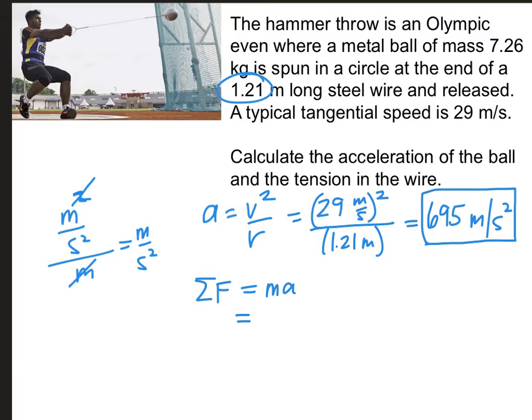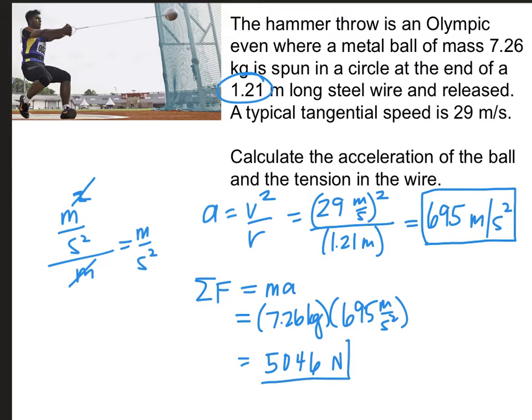And so we would use the mass of the ball, 7.26 kilograms, times this acceleration that we just found, and we would multiply. Now, these units are a little bit harder to see how they work out, so we just have to remember that a kilogram times a meter per second squared gives us our standard units for force, so 5,046 we'll call it, and that'll be in newtons.